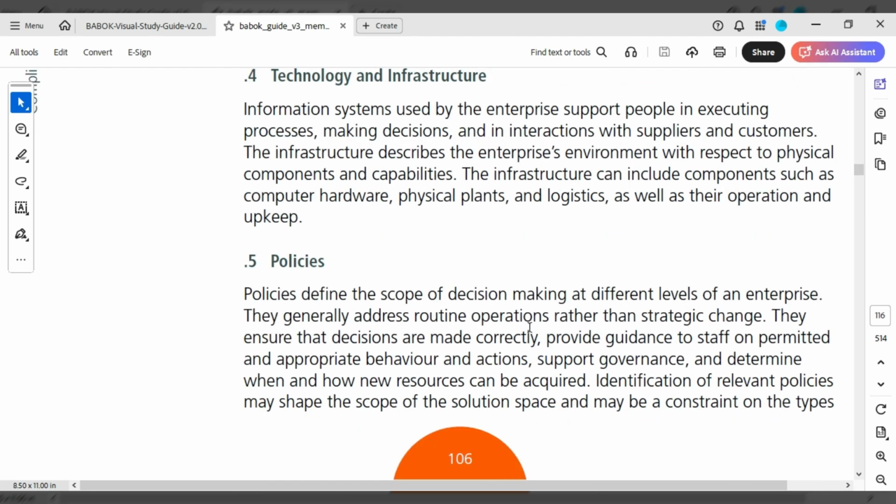Information systems are used by the enterprise to support people in executing processes, making decisions, and interacting with suppliers and customers. The infrastructure describes the enterprise's environment with respect to the physical components and capabilities. The infrastructure can include components such as computer hardware, physical plants, and logistics, as well as their operations and upkeep.